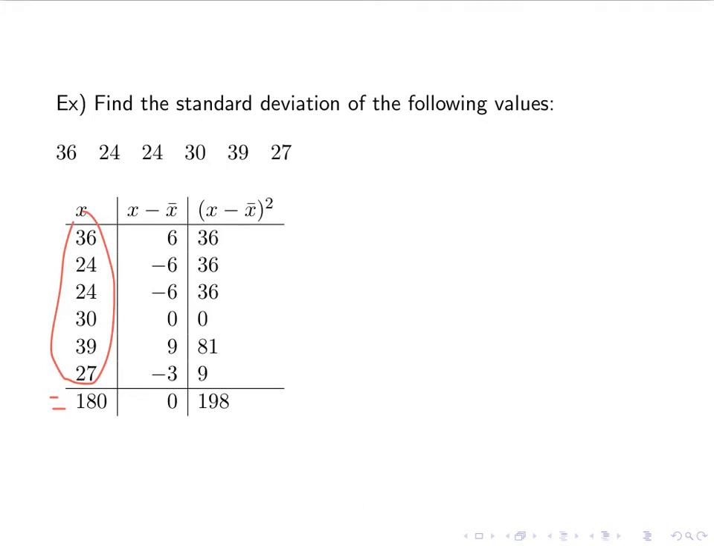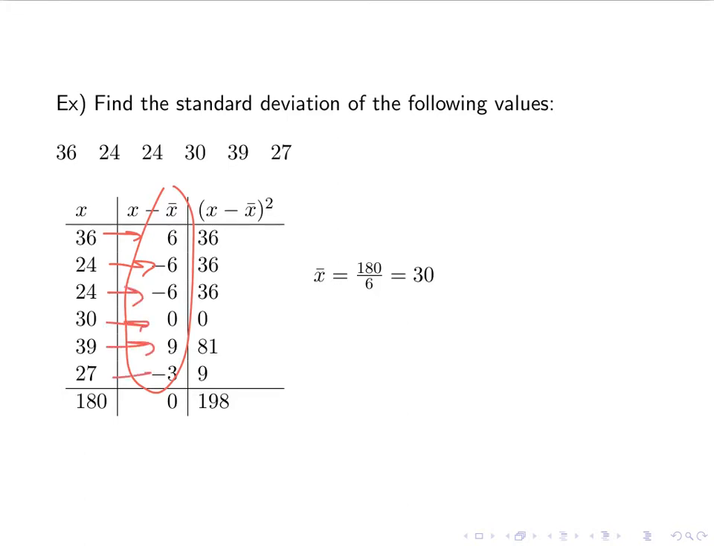Then what I have to do next is find x bar. x bar is 180 over 6, which is the number of values I have. So x bar, the mean, is 30. For this column, I'm taking my x and subtracting 30. So 36 minus 30 is 6. 24 minus 30 is negative 6. And then I keep going. So I have all these numbers. Again, it's just the value minus the mean.